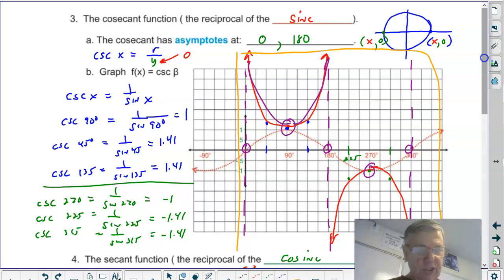All right, challenging, tricky. I understand all that. It takes a little bit of practice, and hopefully as you do, you'll get better at it. But that's the tangent, that's the cotangent, that's the secant, and that's the cosecant. All right.